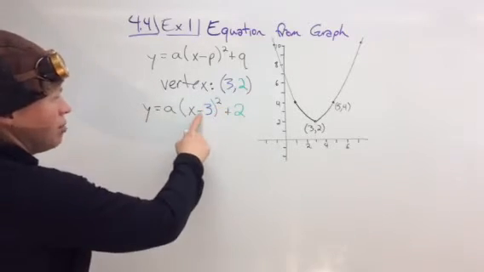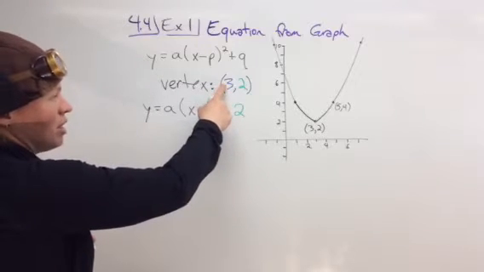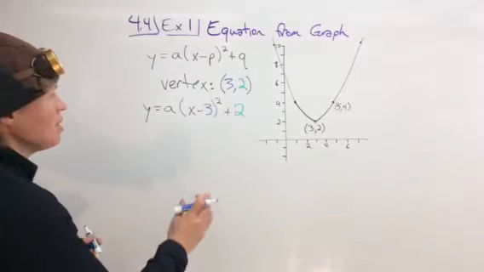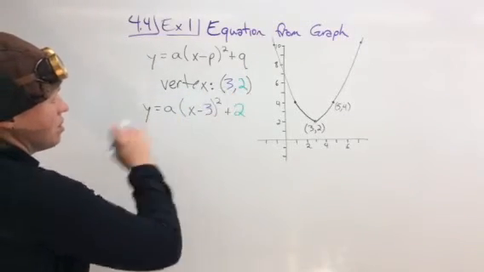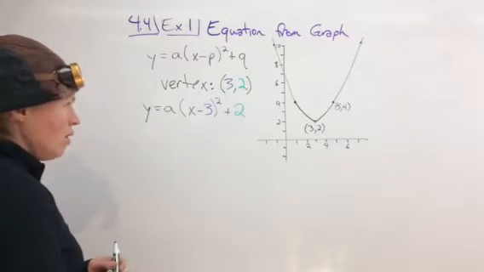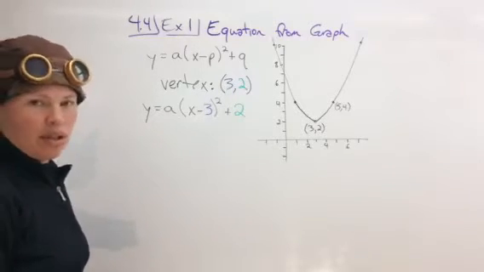Now if this had been a negative, I'd have had to change this sign because minus a negative is a positive. But since it's just positive, I just slip it right in there and it's done. Now, all we have to do is find A and we're good to go.